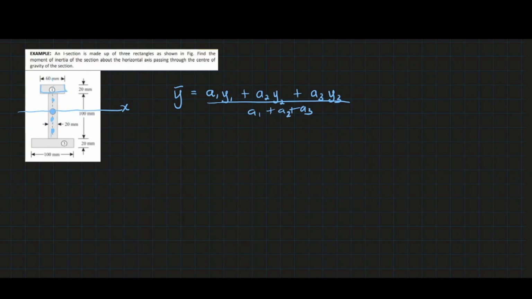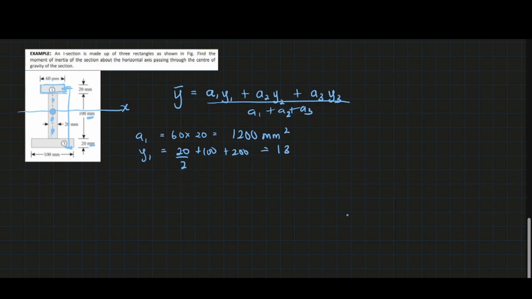We're going to start with this top rectangle here. A1 is going to be equal to 60 times 20, which is equal to 1200 millimeters squared. So Y1 is going to be equal to this point from its centroid down to the reference axis, which is at this point. So that will be 20 divided by 2, which is from here to here, plus 100 this point, plus 20 this point. That will be equal to 130 millimeters.